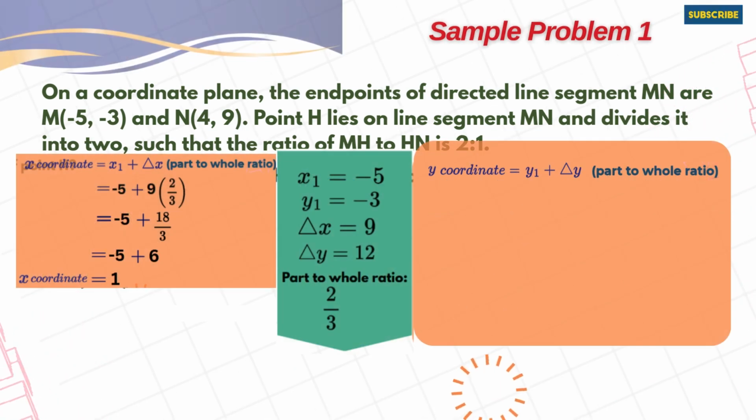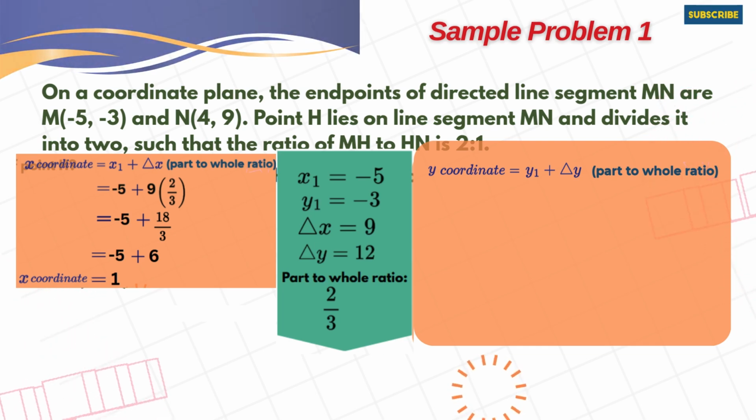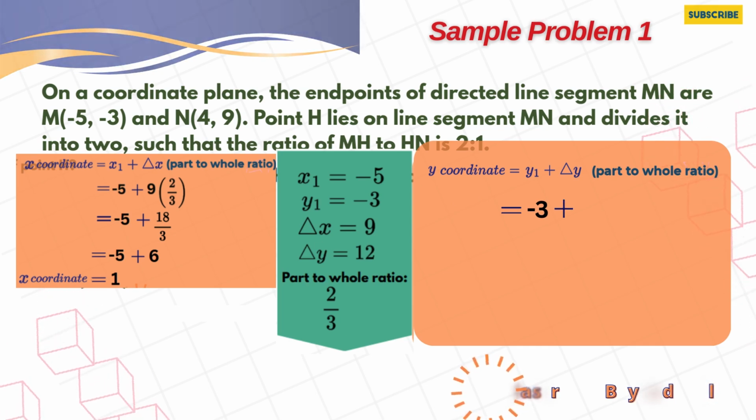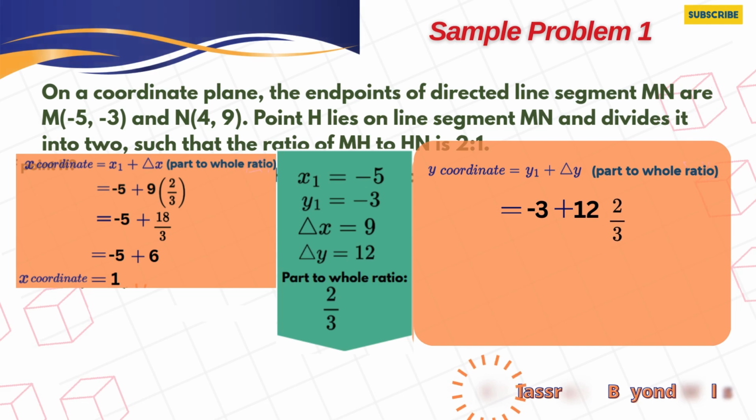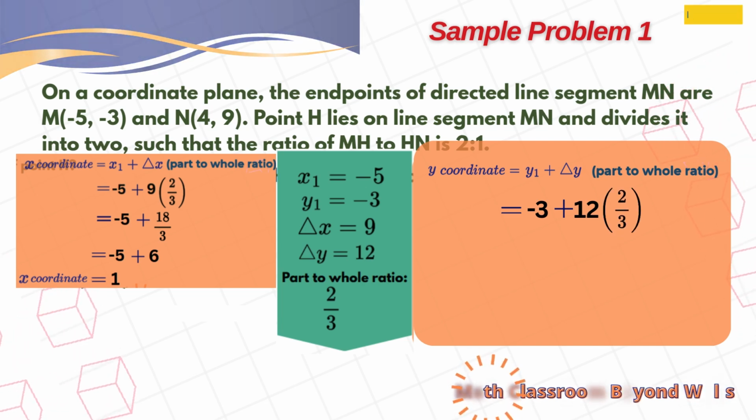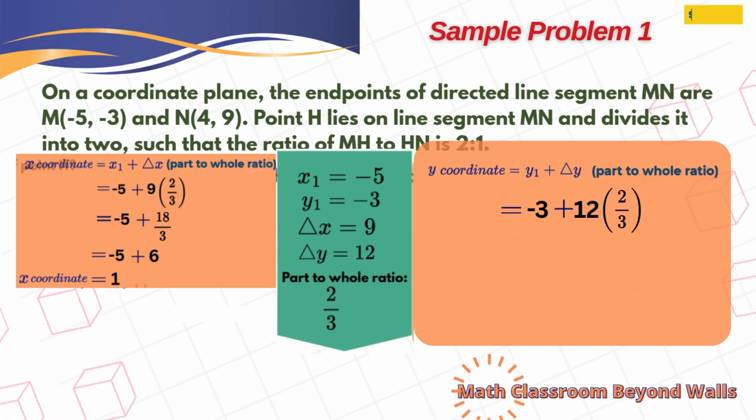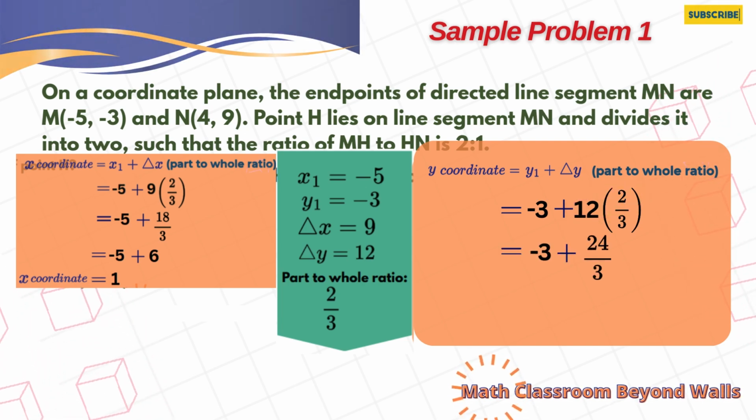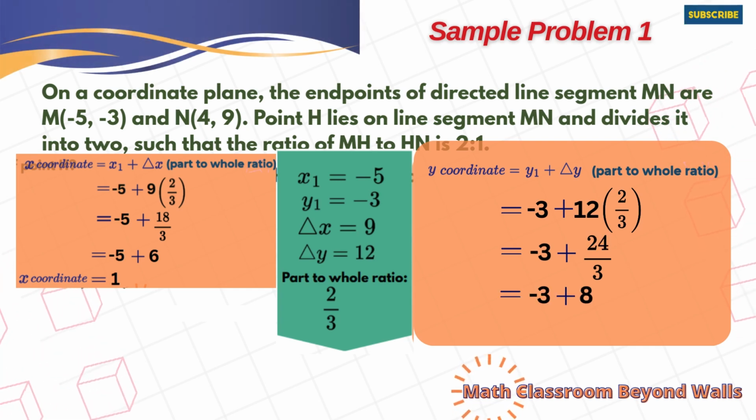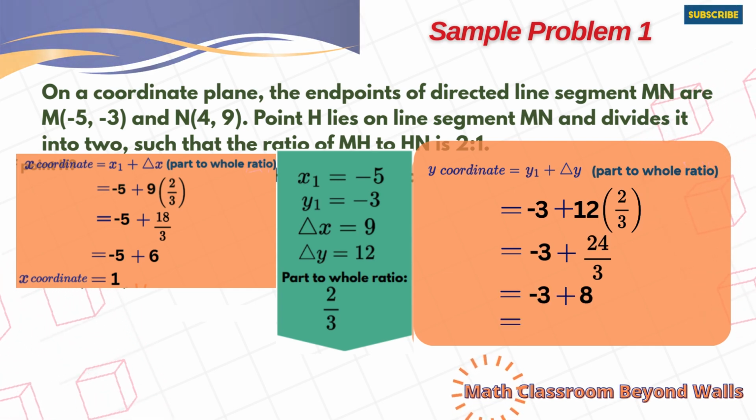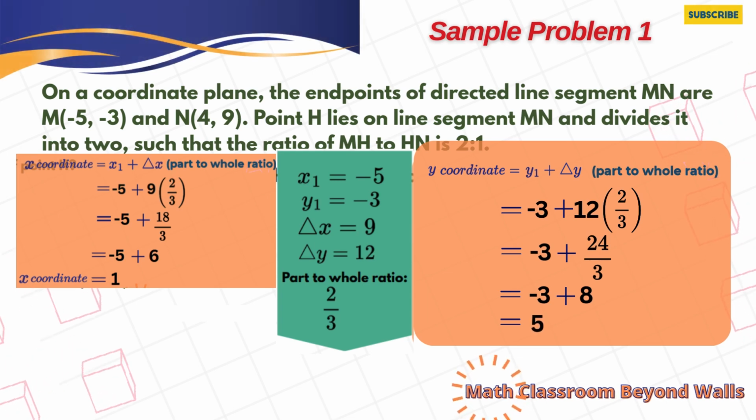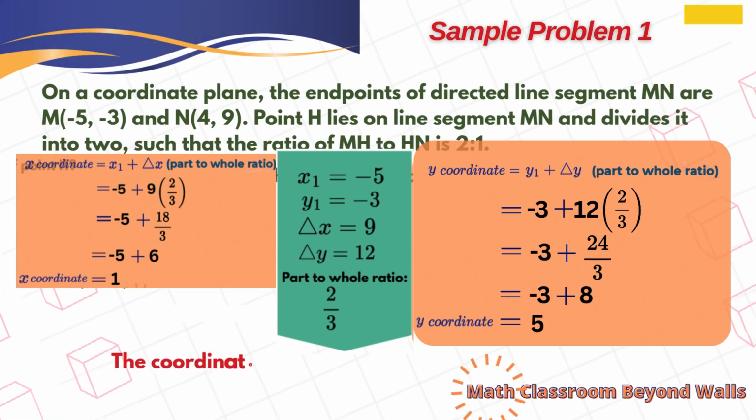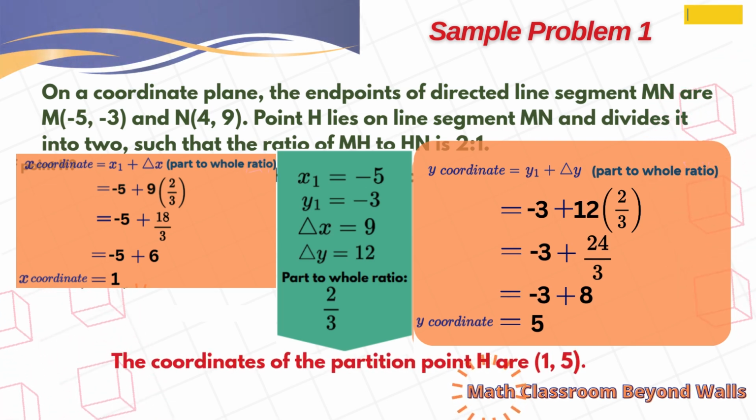Okay, so we now get the y coordinate. Thus, we plug in the values. -3 for y1, 12 for the change in y, and 2/3 for the part-to-whole ratio. Multiplying 12 and 2 gives 24. Dividing 24 by 3 gives us 8. Adding -3 and 8 gives 5. The y coordinate is therefore 5. Hence, the coordinates of the partition point H are (1, 5).